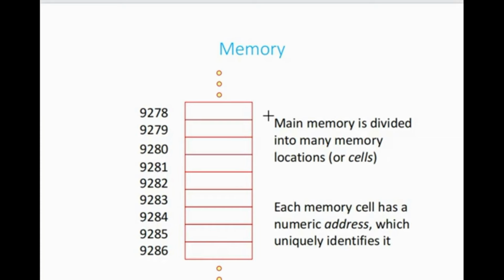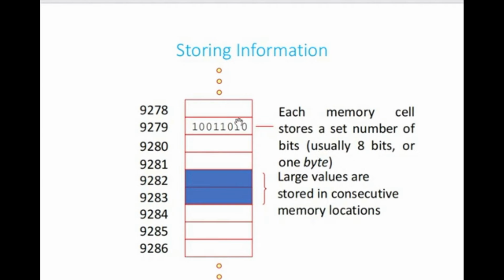So let's try to move on. Storing information. Each memory cell stores a set number of bits, usually 8 bits or a byte. Large values are stored in consecutive memory locations. So when you have large values, you'll be able to use 2 spaces to make sure they all fit in.